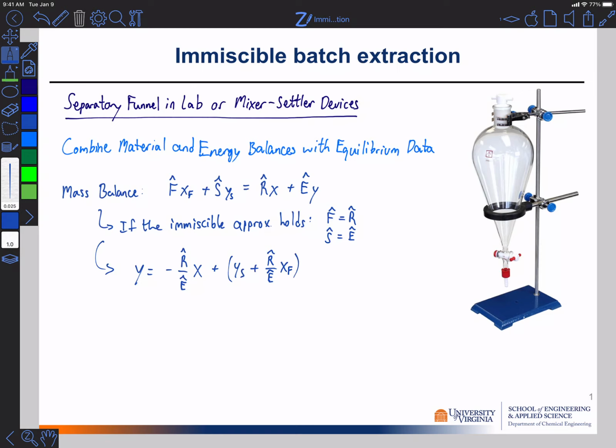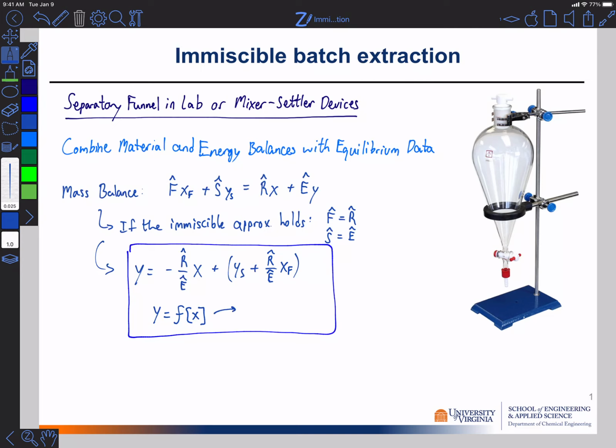All right, so that's our material balance, and then we're going to solve that along with equilibrium data, right? So we need some function or some expression for y as a function of x, and what we're ultimately going to do is solve the material balance and the equilibrium simultaneously, and that's going to give us a result for the concentrations of x and y left over in our funnel. We have two equations and two unknowns in this case, and that would allow us to say what happens at the end of our immiscible batch extraction.